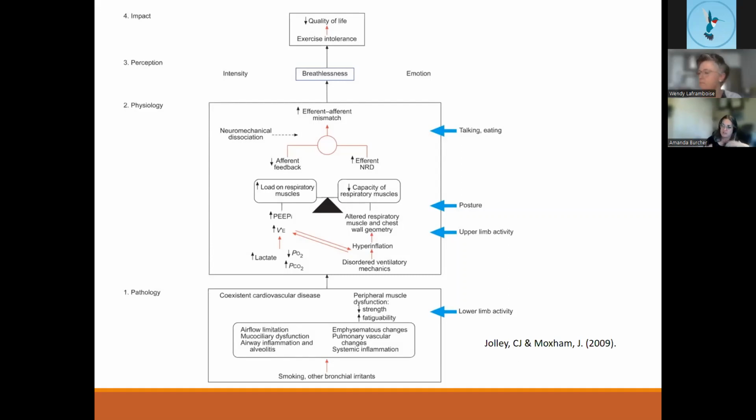Dyspnea being a subjective symptom, it also is impacted by our previous experience with dyspnea, as well as our anticipation of dyspnea. Our perception of what's going to happen when I become dyspneic can also exacerbate the problem or worsen the sensation of dyspnea. So all of these factors combine to have the brain perceive a dyspnea sensation, which impacts quality of life and your exercise tolerance. I really liked this model, and we'll come back to it when we talk about how different treatments can work to reduce that perceived breathlessness of dyspnea.